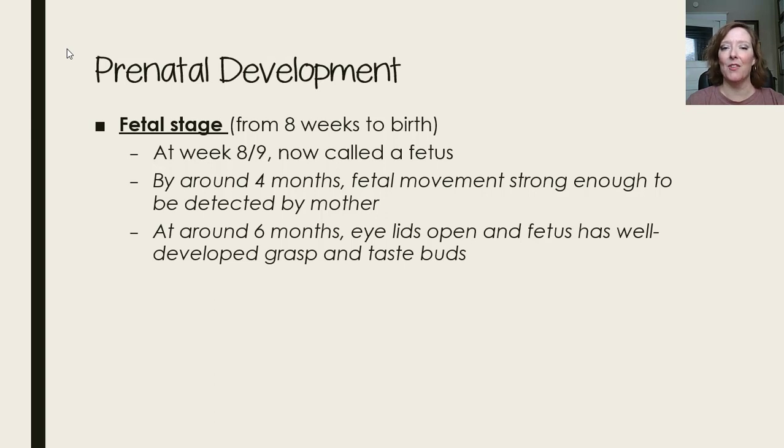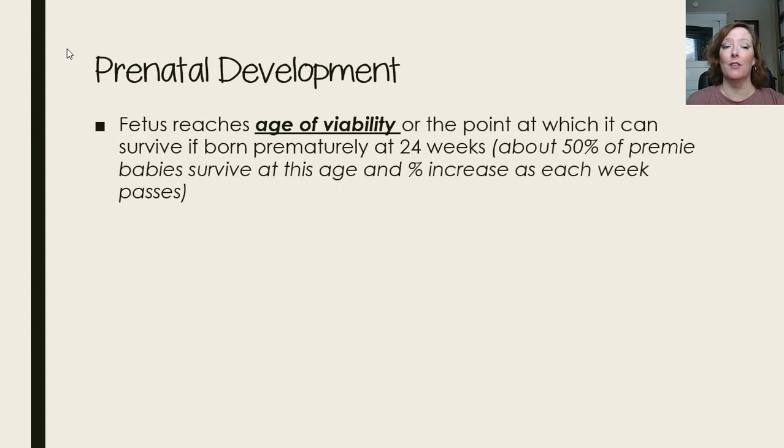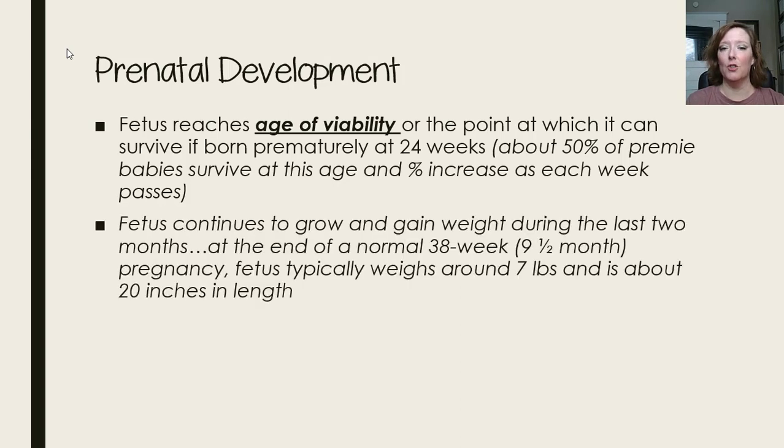At around 6 months, the eyelids open and the fetus has well-developed grasp and taste buds. The fetus reaches the age of viability, or the point at which it can survive if born prematurely, at about 24 weeks. About half of preemie babies survive at this age, and that percentage increases as each week passes. The fetus continues to grow and gain weight during the last 2 months. At the end of a normal 38-week or 9.5 months of pregnancy, the fetus typically weighs around 7 pounds and is about 20 inches in length.